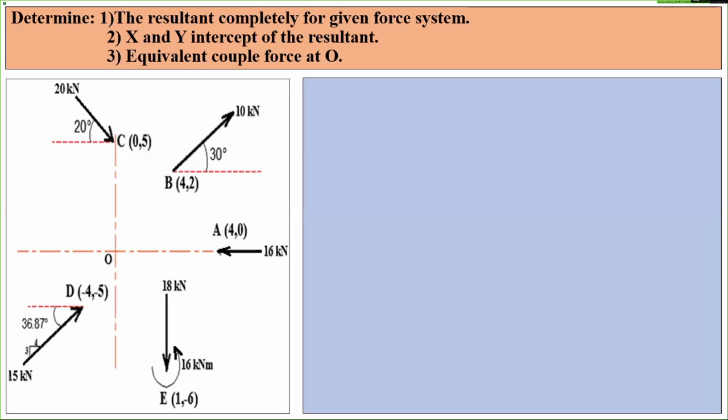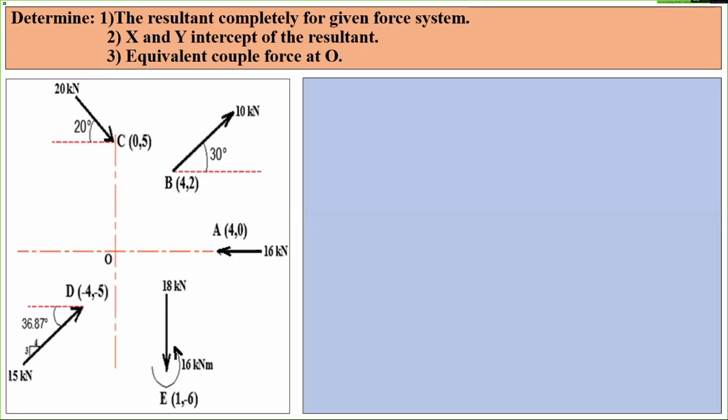The force acting at point A has a magnitude of 16 kilonewton, and in bracket (4, 0) is written, meaning its x and y coordinates are shown with respect to the given origin O. So the x coordinate is 4 and the y coordinate is 0 here. So it is a horizontal force.